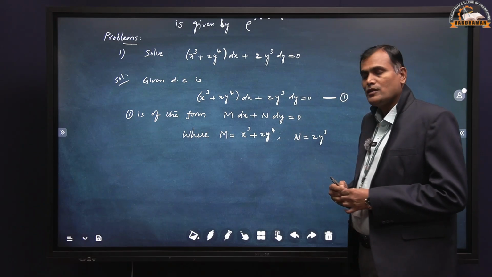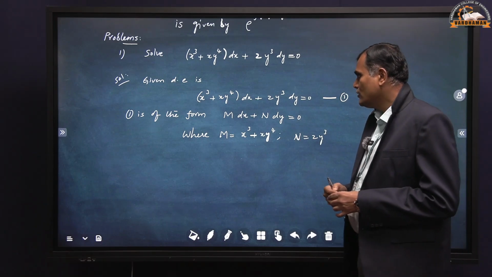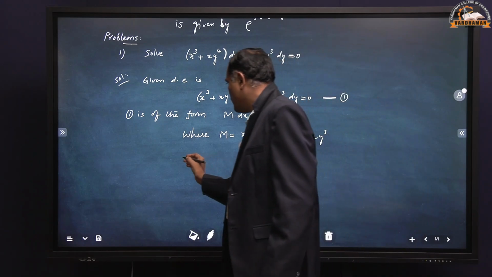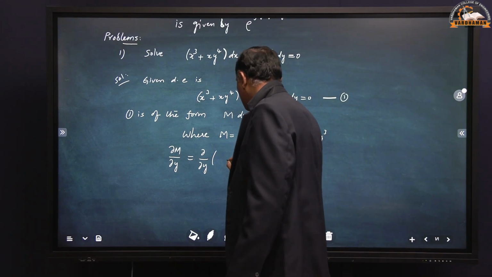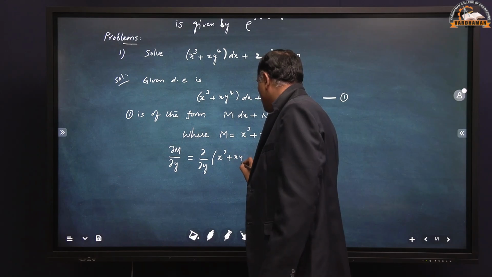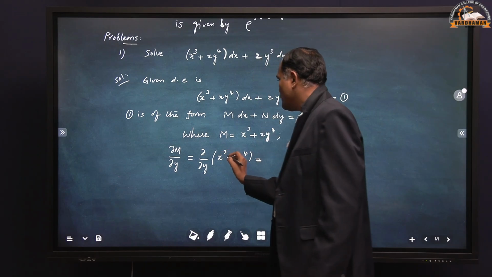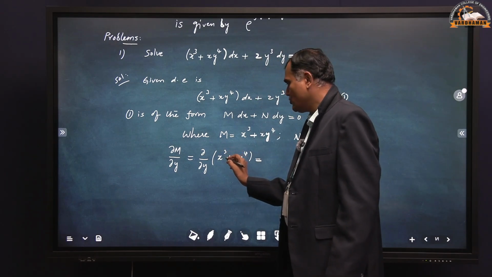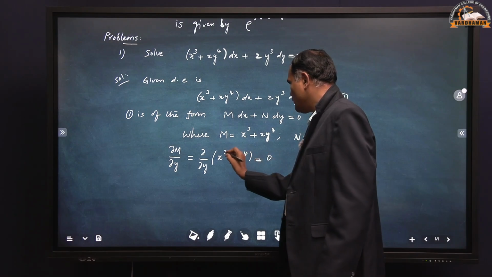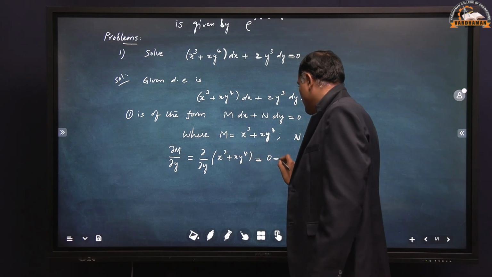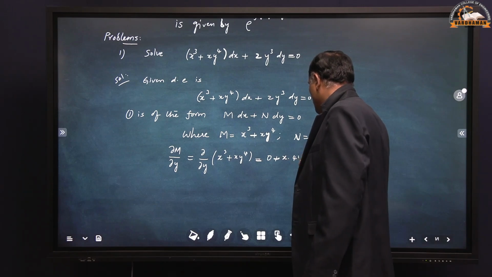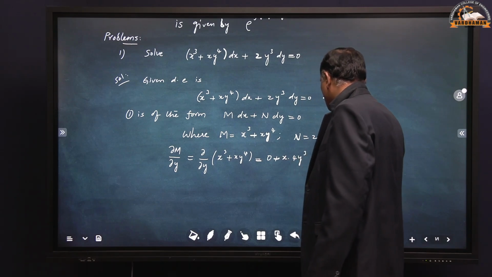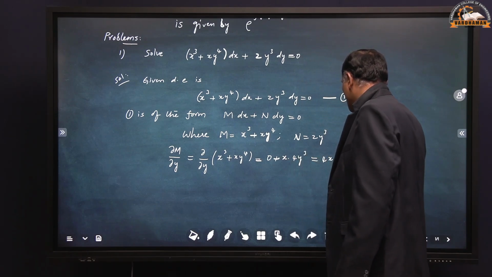Now let us check whether this differential equation is exact or not. What is the condition? Dou m by dou y, that is dou by dou y of m. Here m is x cube plus x y power 4. Now differentiate this with respect to y, keeping x as constant. So the derivative of x cube is 0. Here we treat x as constant and the derivative of y power 4 is 4 y cube. So we get 4x y cube.